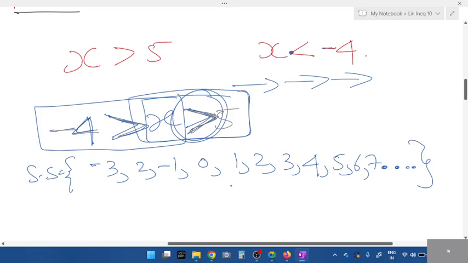The value of all this is, see, right hand side, it goes on. It goes more than 5. 6, 7, this is the meaning. Left hand side, where is it stopped? Only till minus 3. This is the answer, minus 3.